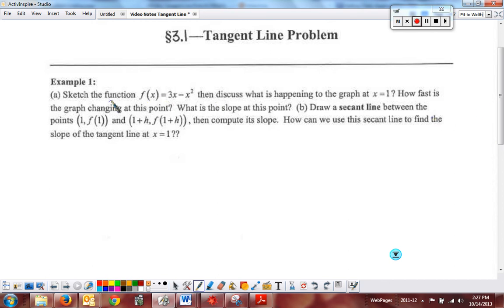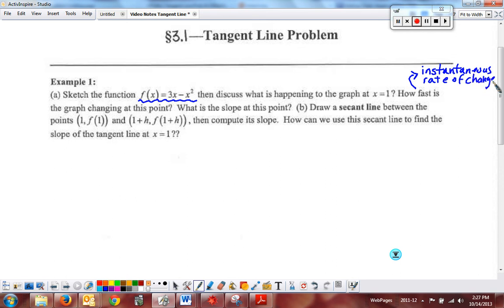First, I'd like you to sketch the function f of x equals 3x minus x squared. And I want you to think about what's happening to the graph at x equals 1. What I'm really talking about here is how fast the graph is changing at this point. This brings in our idea of an instantaneous rate of change, or an instantaneous velocity, of how fast the graph is changing at that instant, at that single value that we are looking at.